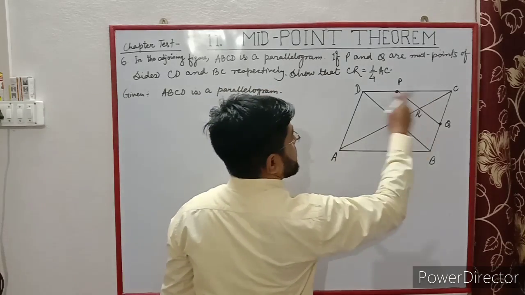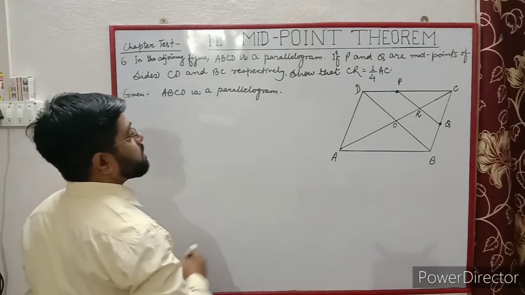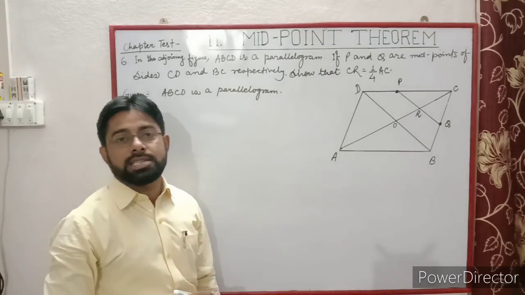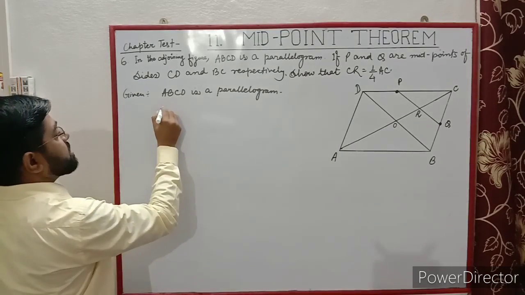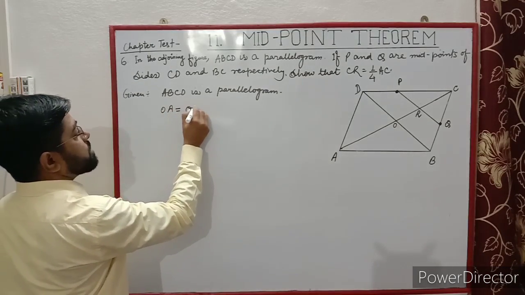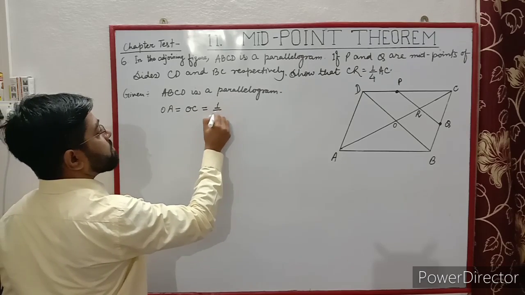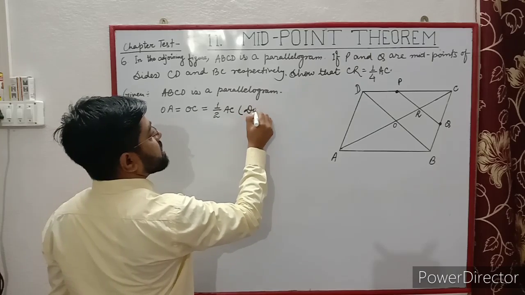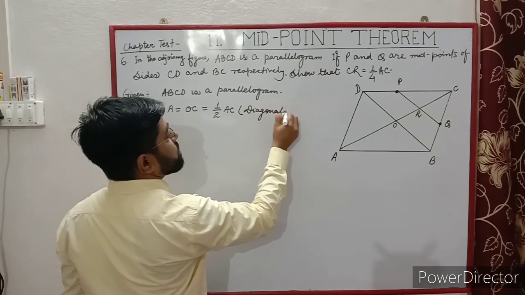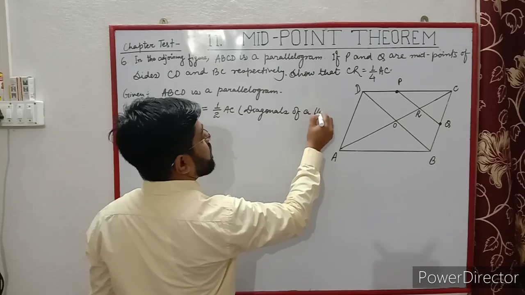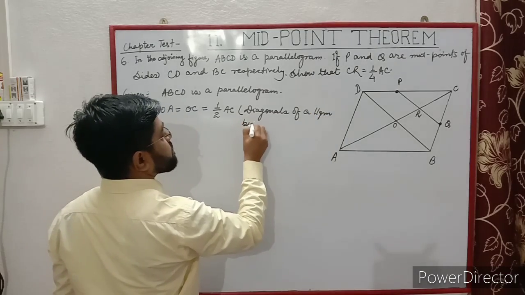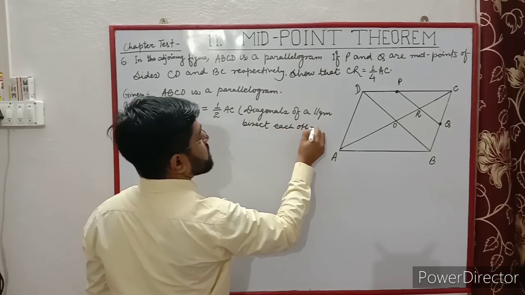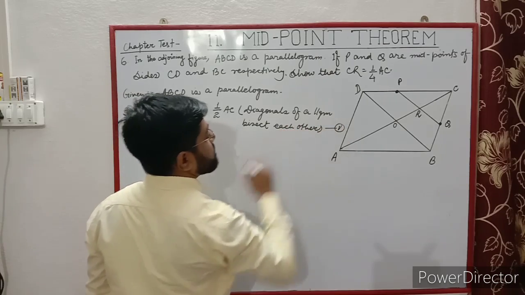AC and BD are diagonals of a parallelogram, and we know that the diagonals of a parallelogram bisect each other. So we can write here OA is equal to OC is equal to half of AC. We know that diagonals of a parallelogram bisect each other. We assume equation number first.